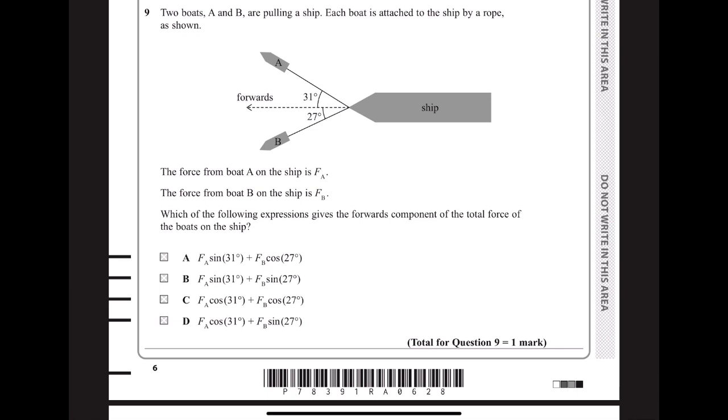In question 9, we're asked to find the expression that gives the forward component of the total force of the boats on the ship. There are two boats, A and B, pulling the ship. If we say this is FA and this is FB, we simply have to resolve the forces as the total force in this direction. For FA you will get FA cos 31, plus FB cos 27. So this overall force is actually the forward force.